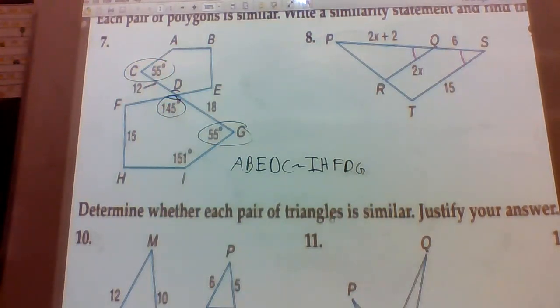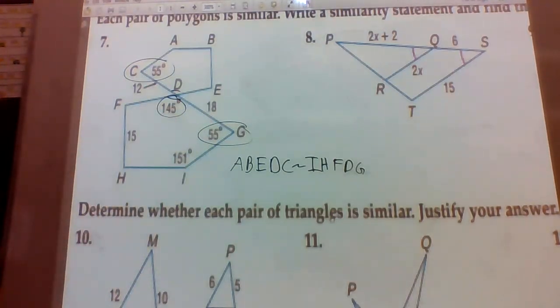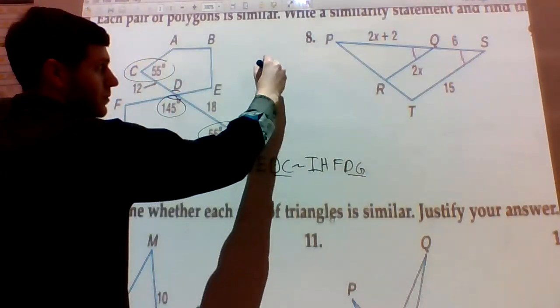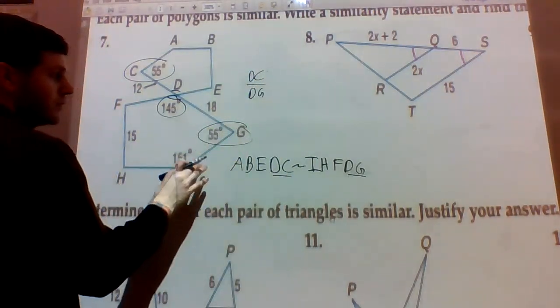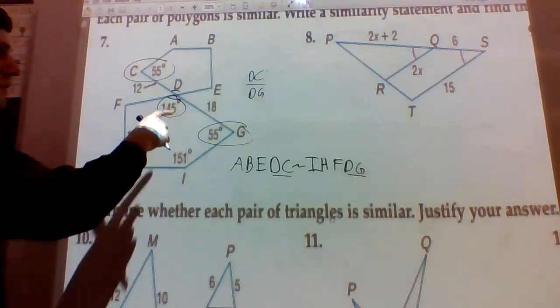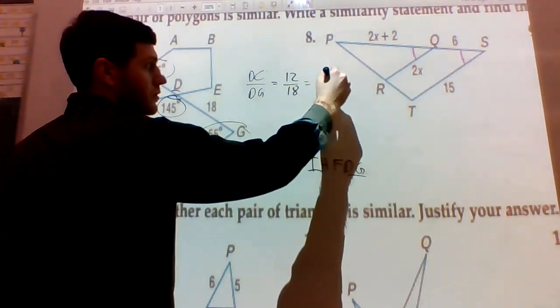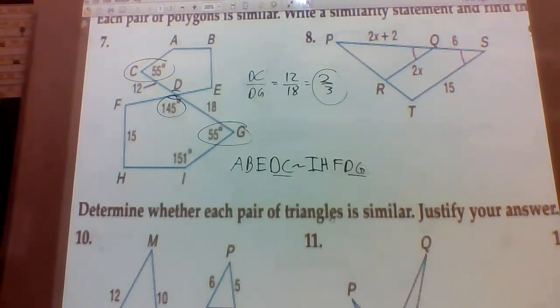Okay. Second part of the question wants the similarity ratio or scale factor. But they're only giving us information on CD and GD, but we know that those two are corresponding sides. So DC corresponds with DG. So that's one of our ratios here. There would be 5 ratios for 5 corresponding sides. And we know DC over DG is 12 over 18, which is 2/3. Okay, and we know since they're similar, all the ratios are going to be equal to 2/3.